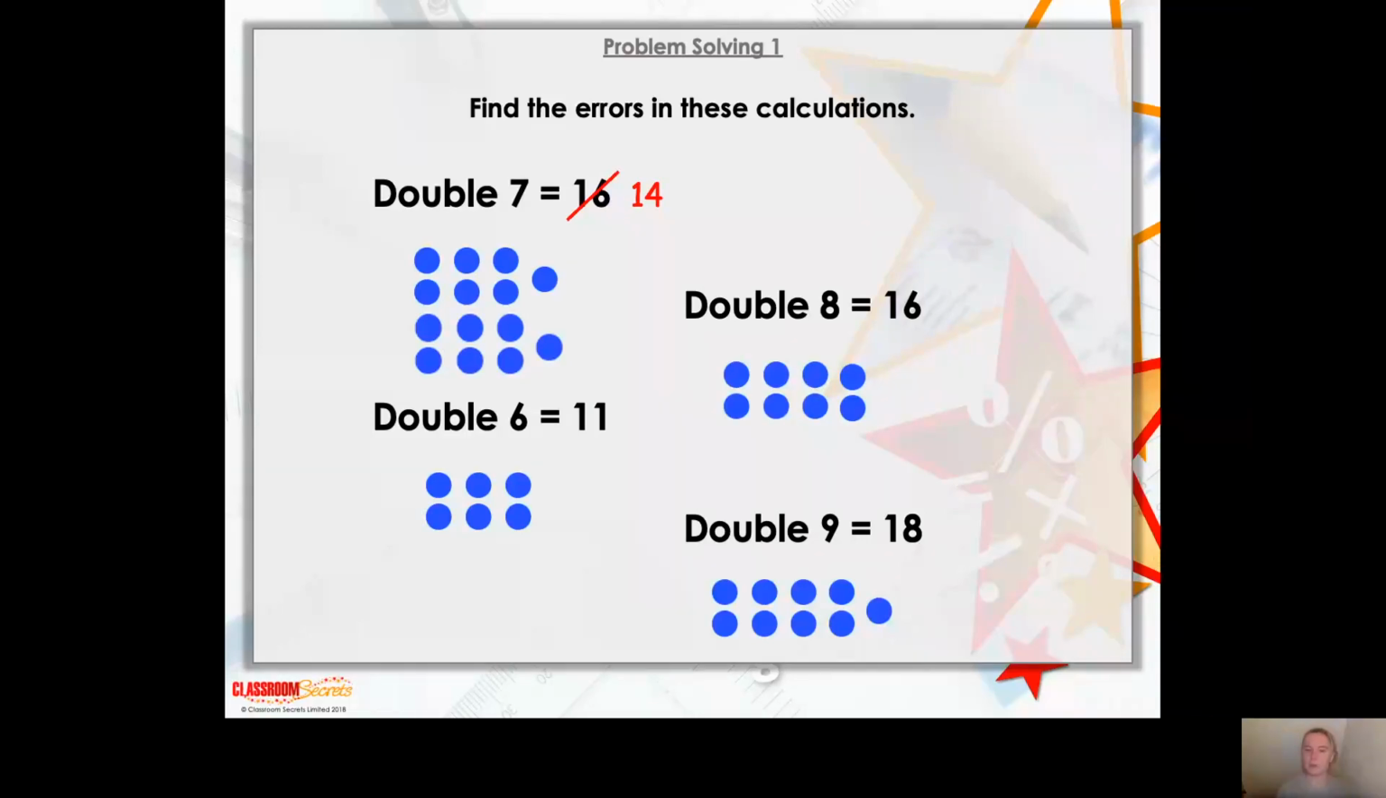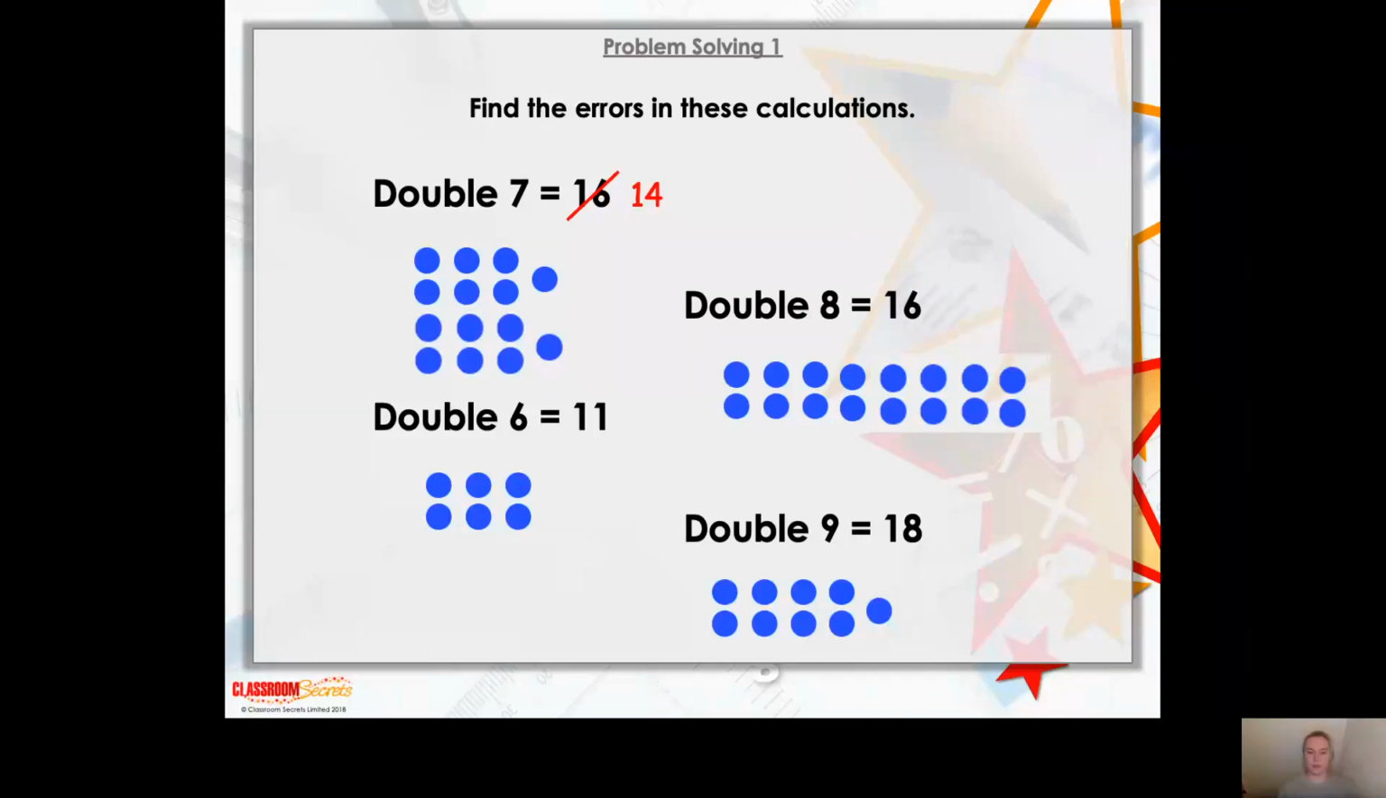Got double 8 equals 16. Okay, so let me double the amount that there are. Here you go, so I've doubled them. There are 2 lots of 8, 2 groups of 8. What is 8 plus 8, or double 8? Yes, that's right, it is 16, so they've got that one correct.